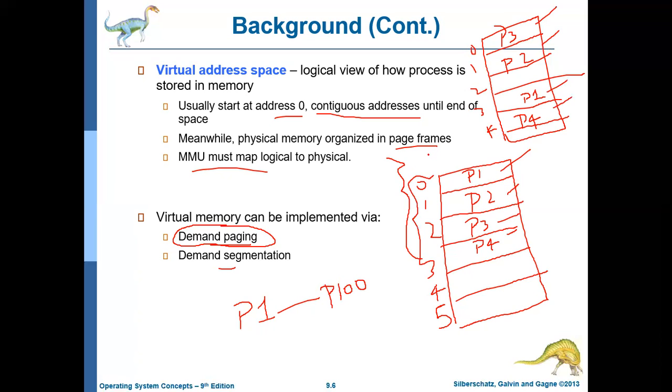The CPU will create the logical address, and that logical address will be converted to a physical address, and then it will check whether the page is available or not. If it is available, it will execute. If it is not available, then what should be done? That we'll be discussing as the course proceeds.